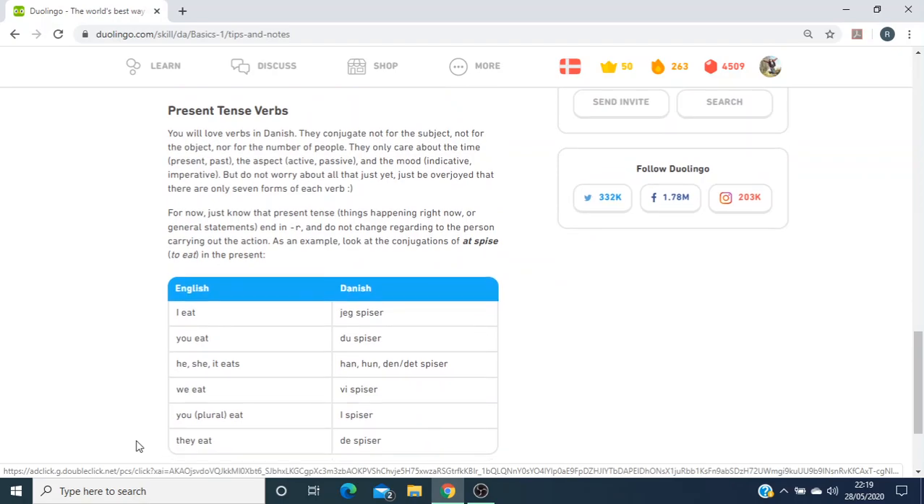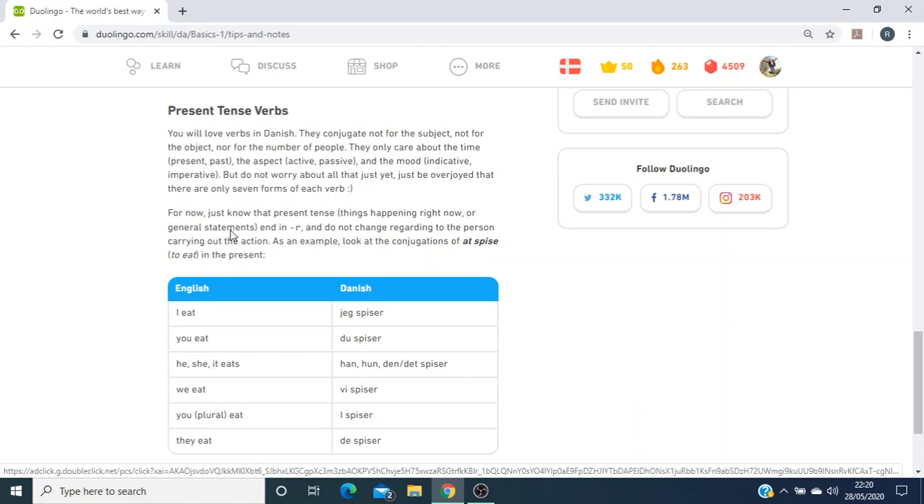Right. Present tense verbs. You will love verbs in Danish. They conjugate not for the subject, not for the object, nor for the number of people. They only care about the time, present or past, the aspect, active or passive, and the mood, indicative or imperative. But do not worry about all that just yet. Just be overjoyed that there are only 7 forms of each verb.